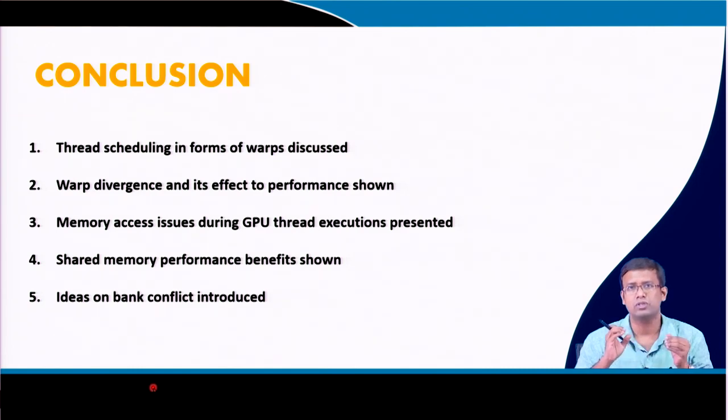Memory access issues during GPU thread execution were seen. It is seen that for shared memory, especially for large problems, if we can break the problem down into smaller blocks and utilize shared memory efficiently, then there is a performance improvement. And shared memory is accessed in banks. While accessing shared memory, bank conflict has to be avoided.